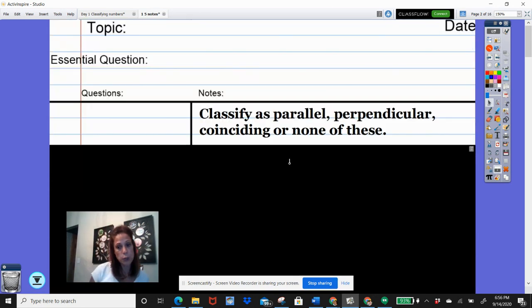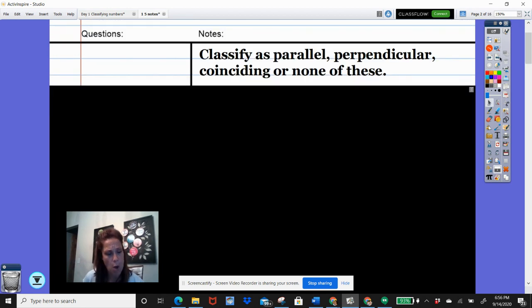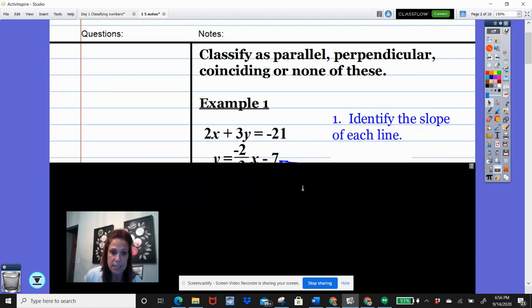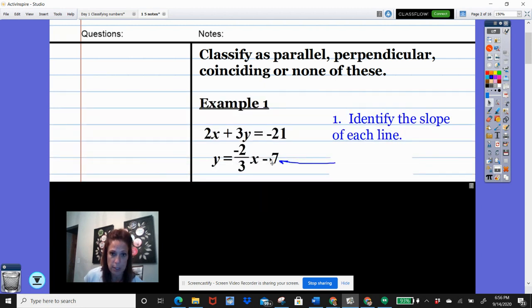I'm trying to read this quickly so that you guys can pause when you need to. So you need to classify the system of equations, that's 2 equations, to see if they are parallel, perpendicular, coinciding, or even none of these. I'm trying to teach you a routine. So you always want to look at slope first. This one is a little bit difficult to see, so I'm going to start with the easier one. So here I know that my slope is -2/3.